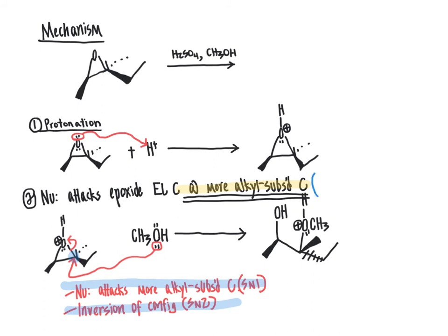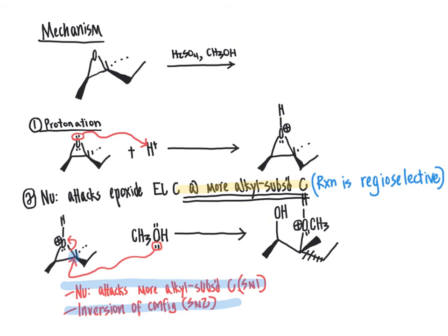So I will also add this little annotation here to remind you that due to the fact that the attack is at specifically this more alkyl substituted carbon and not randomly at both carbons, it does imply that the reaction is regioselective because it's going to make a specific constitutional isomer rather than making a random mixture of different possibilities that would correspond to the attack of the nucleophile on either of the two epoxide carbons. Instead, it has a preference for just the more substituted one, making it fit this definition of regioselective. Selective meaning it has a preference for a specific constitutional isomer over others.